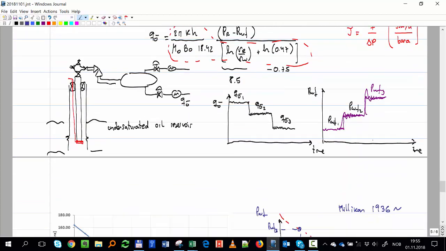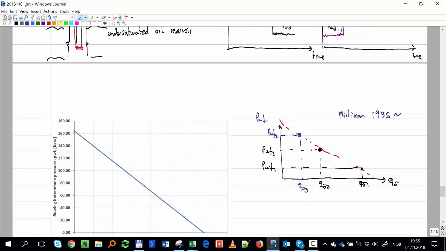Now, I ask you, if it's an undersaturated oil well, is it necessary to do so many points?